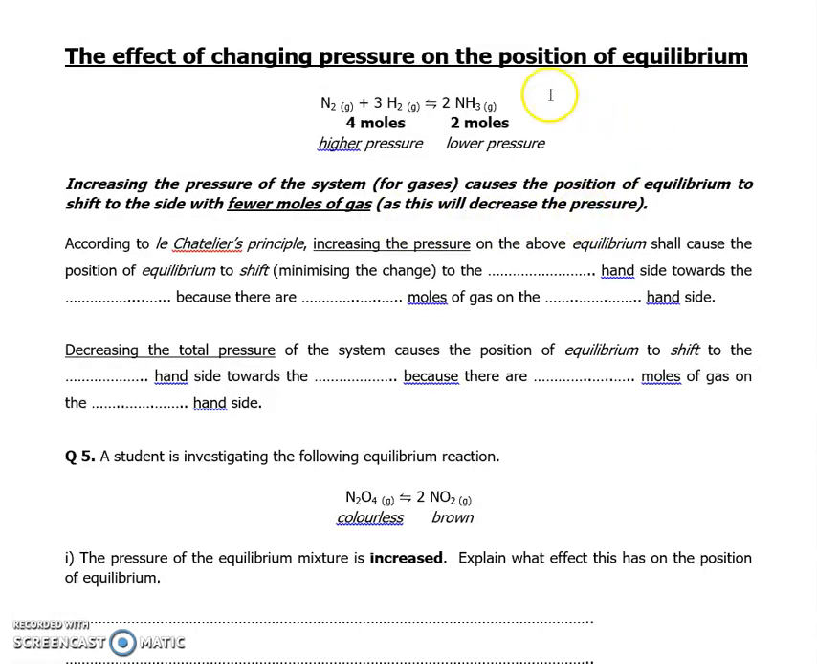So increasing the pressure in this reaction, because you've got 4 moles on the left hand side, 2 moles on the right hand side, would drive the equilibrium to the right, or it shifts to the right to minimise that increase in pressure. Okay. And the reason for that is because there are fewer moles of gas on the right hand side. If we were to decrease the pressure of the whole system, then to offset that change, the equilibrium would shift to the left where there are more moles of gas.